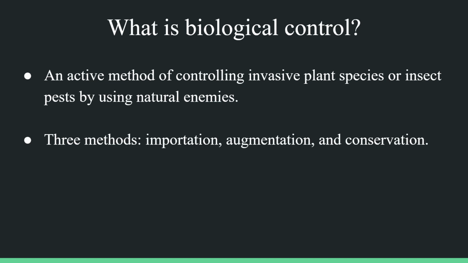So for those of you who may be unfamiliar with the term biological control, what exactly is it? Well, biological control is an active method that is used to control invasive plants and insects by using their natural enemies. Biological control is a useful tool for managing ecosystems, and there are three main methods: importation, augmentation, and conservation.